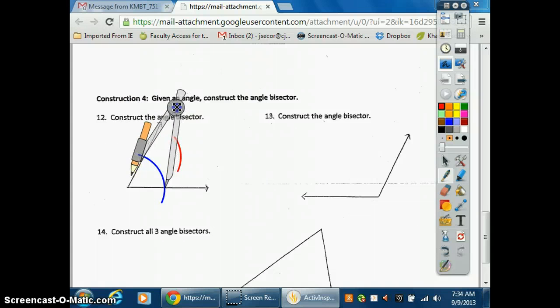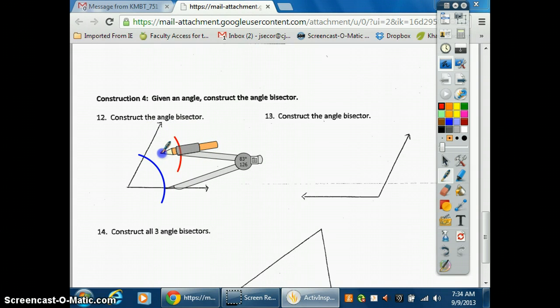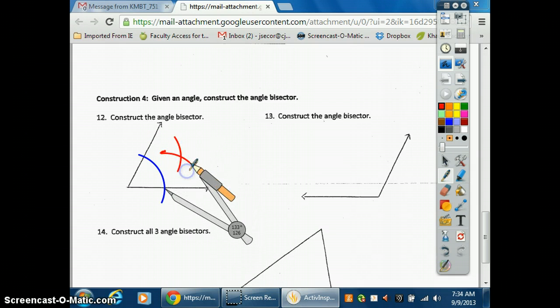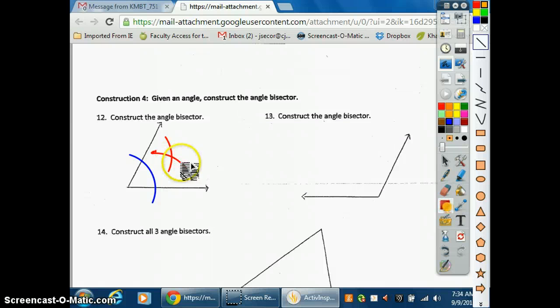I'm placing my point right here. And I'm drawing the intersection here. If I can get a hold of that point. Where these lines intersect, or these arcs intersect, I should say, that will make my angle bisector.